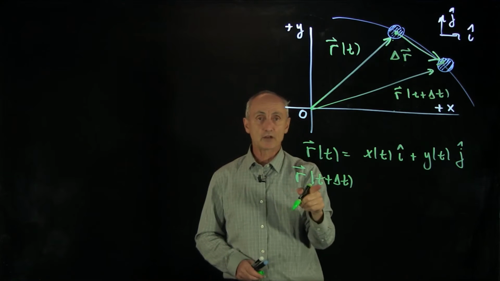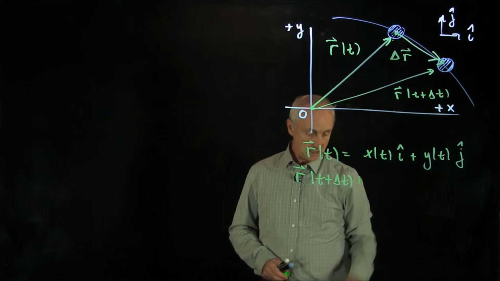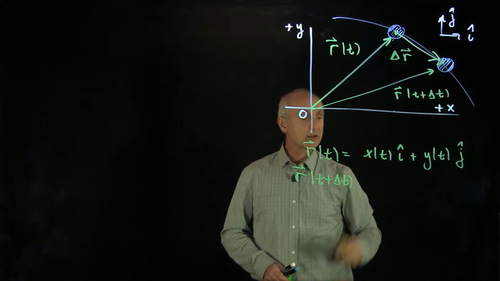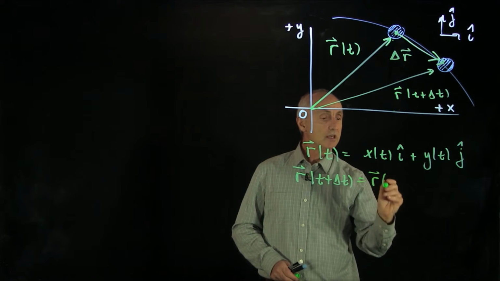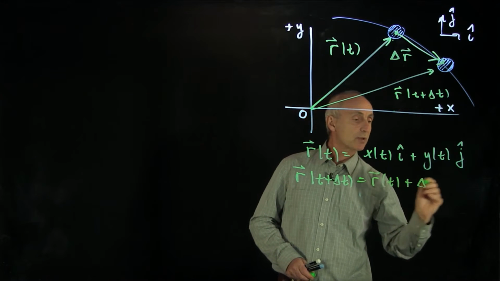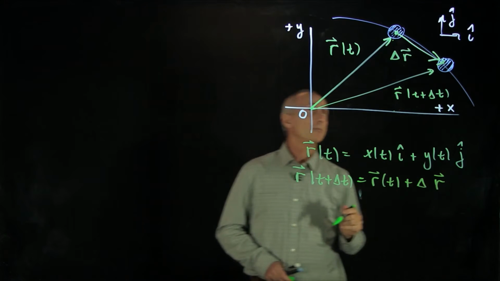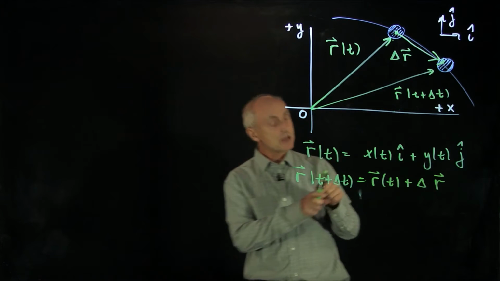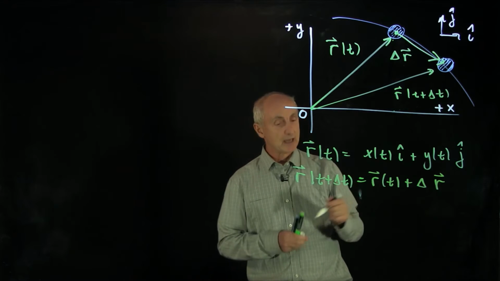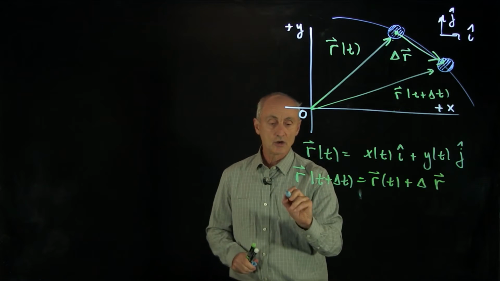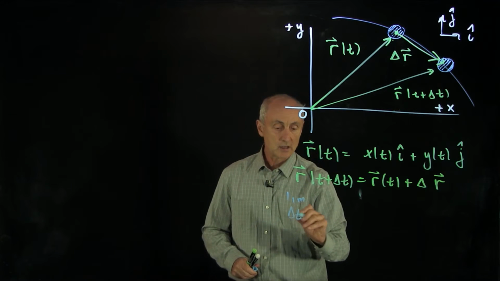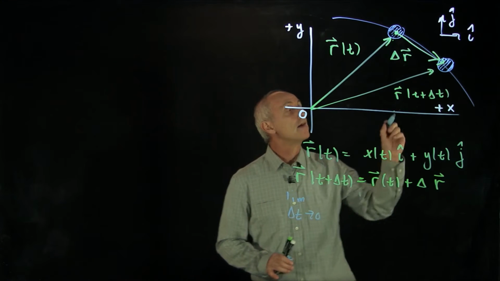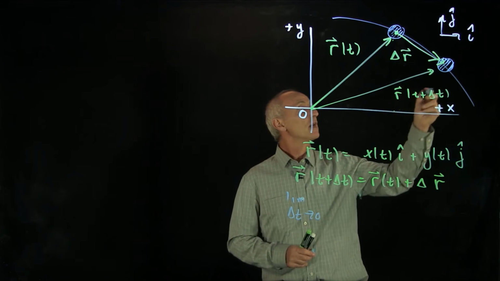So that's a vector delta r. And recall that the vector at time t plus delta t is equal to the old vector r of t plus this displacement vector delta r. Now, what we want to consider is a limit as delta t goes to 0. And let's just look graphically at what that means.